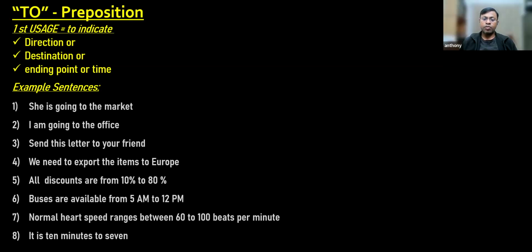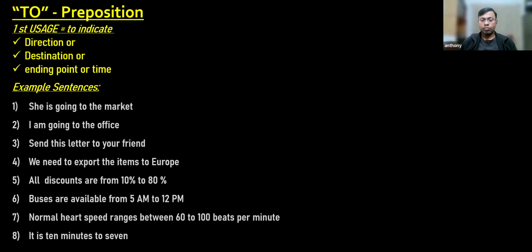So buses are available from 5 a.m. to 12 p.m. See, "to" is used to mention the ending point of time and "from" is used to mention the starting point of time. Now we will, okay, fine. Let's finish this and we'll go in a reverse manner. Seventh one: Normal heart speed, or heartbeat, ranges between 60 to 100 beats per minute. You see this? Now what is the ending point here? 100 beats. So before that ending point, "to" is there.